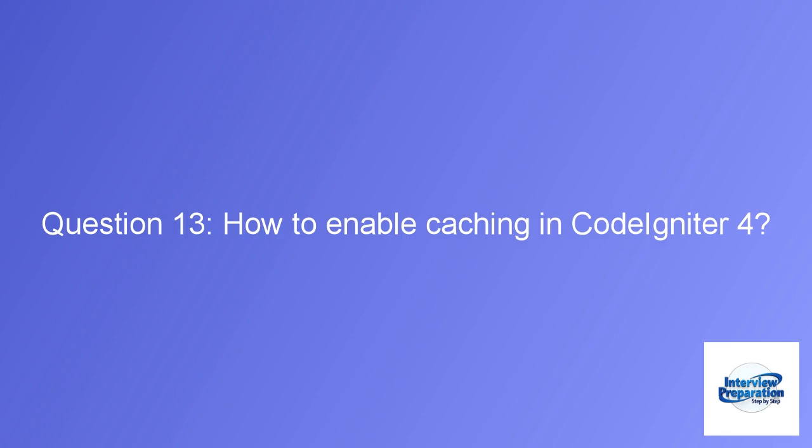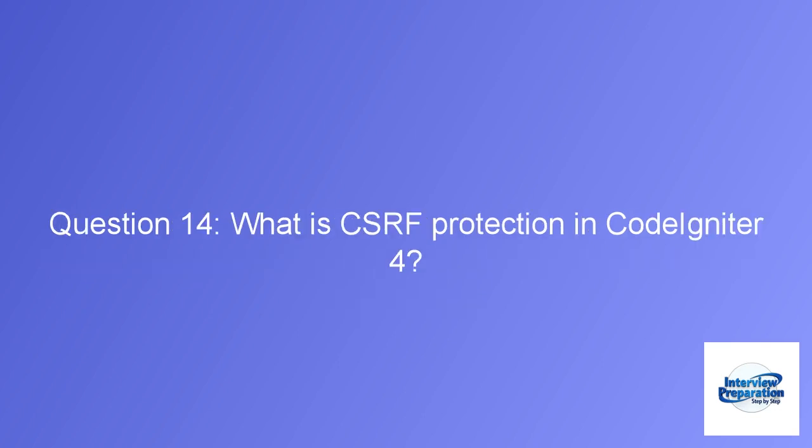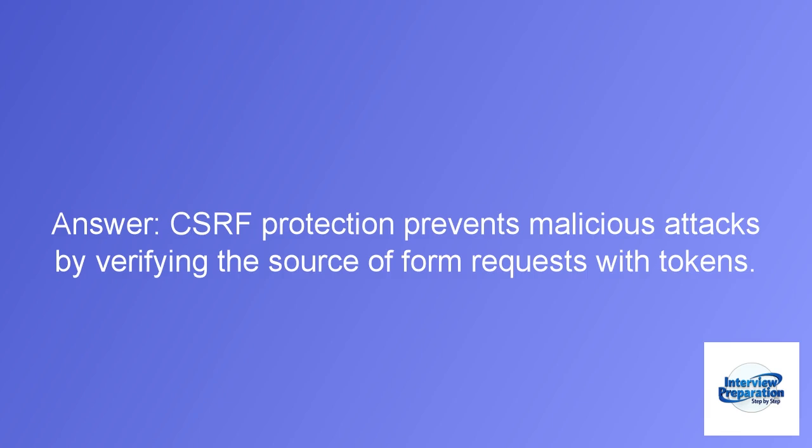Question 13. How to enable caching in CodeIgniter 4? Answer. Caching can be enabled via the cache class, allowing for page, query, or data caching in the application. Question 14. What is CSRF protection in CodeIgniter 4? Answer. CSRF protection prevents malicious attacks by verifying the source of form requests with tokens.